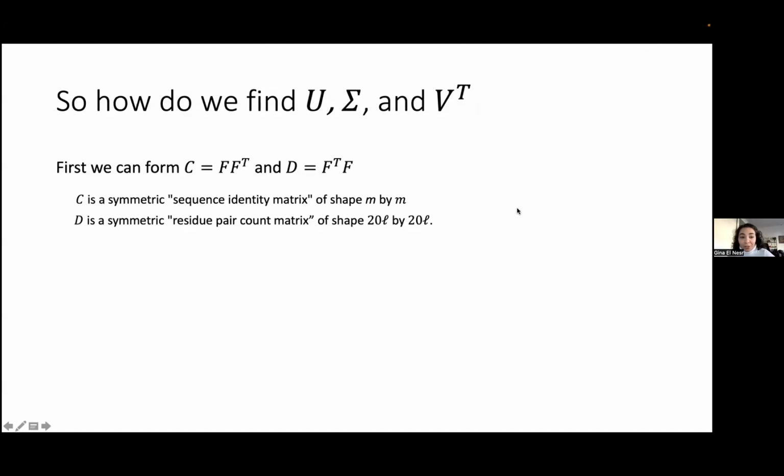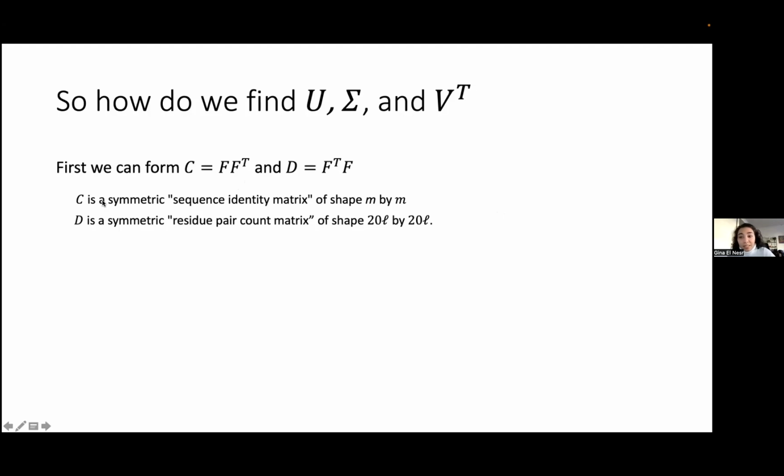So what we can first do is form two symmetric matrices, C and D. We take that F matrix that we just generated from our one-hot encoding, multiply it by the transpose of the F matrix, and that forms C. You can do the reverse, forming the D matrix by doing F transpose times the F matrix. So you have now both options.